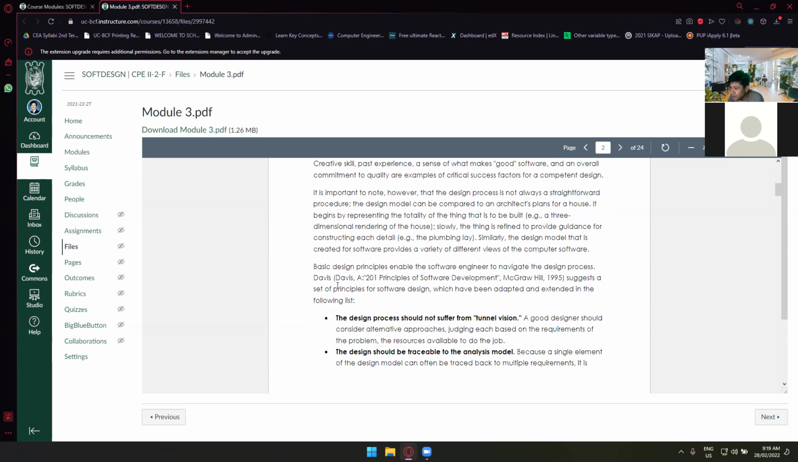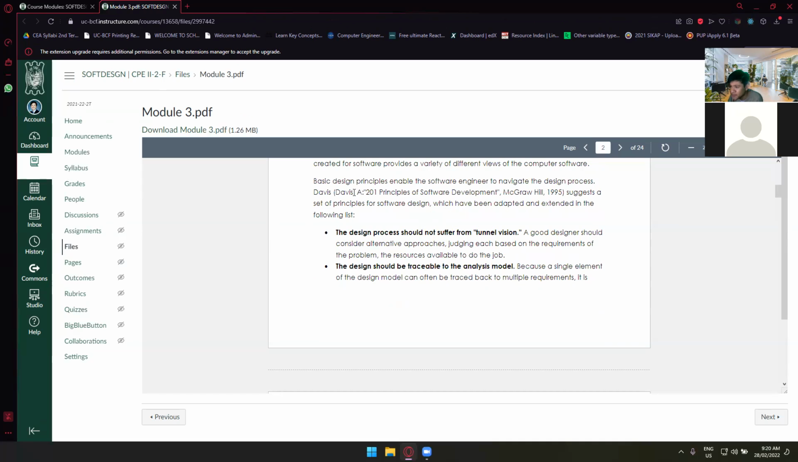Anyway, so we have here some basic design principles, which came from McGraw-Hill in the year 1995. So this is already a concept created way back in the 1990s. I do believe that this one is still useful up to date, even though 27 years have already passed. This is still applicable.